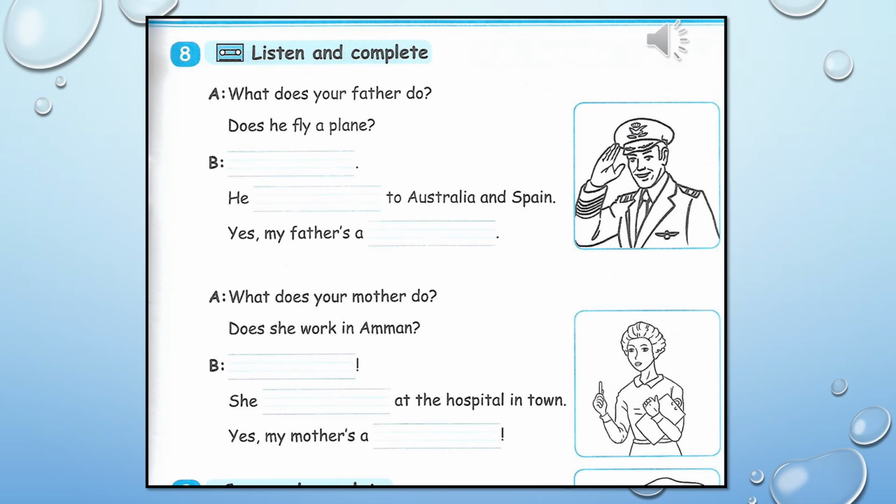1. What does your father do? Does he fly a plane? Yes, he does. He flies to Australia and Spain. Yes, my father's a pilot. 2. What does your mother do? Does she work in Amman? Yes, she does. She works at the hospital in town. Yes, my mother's a nurse.